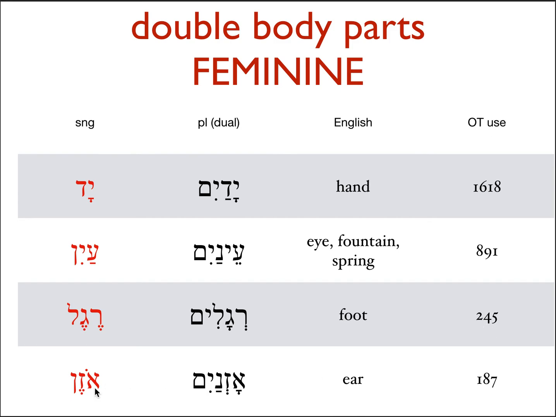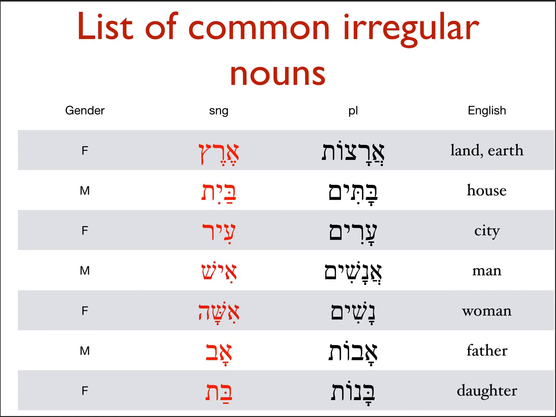And finally, we have ozen or oznayim, with im at the end. These are ears, or in singular, ear. Again, they look masculine. They are not. All of these are feminine nouns, and you just need to know this. And here's a list of the most common irregular nouns.